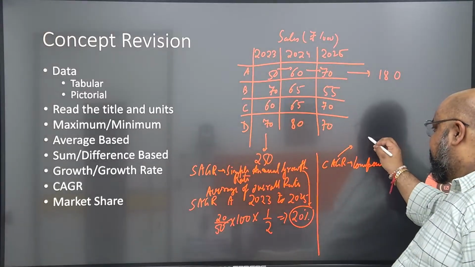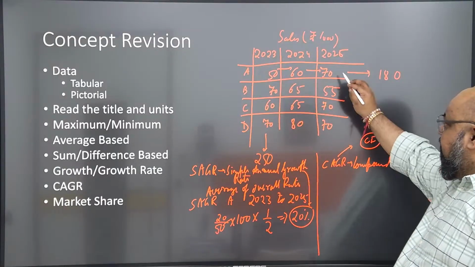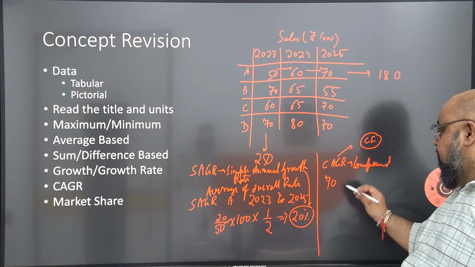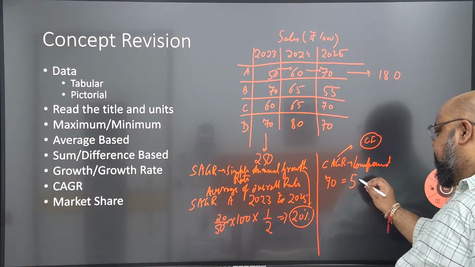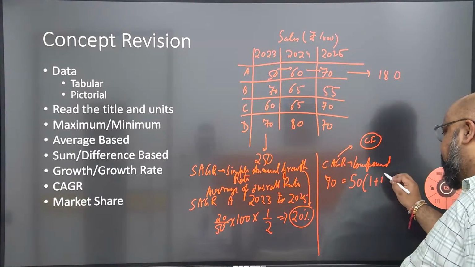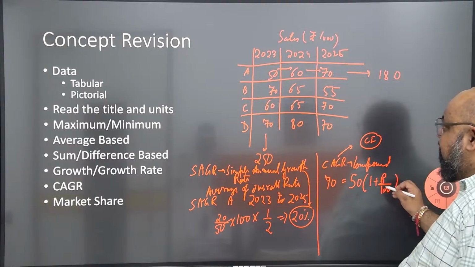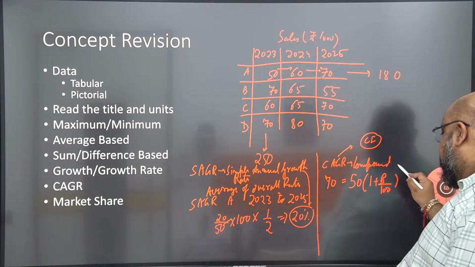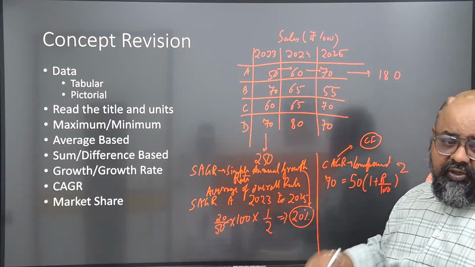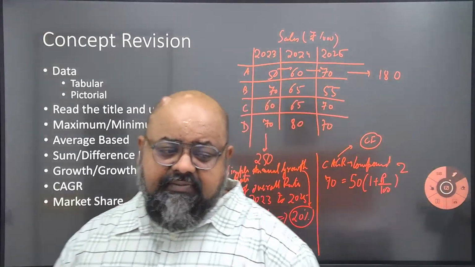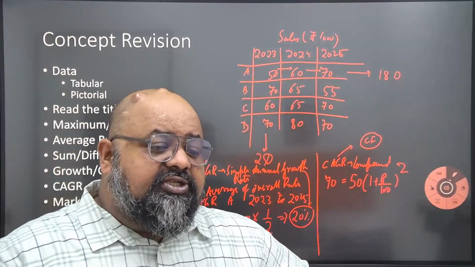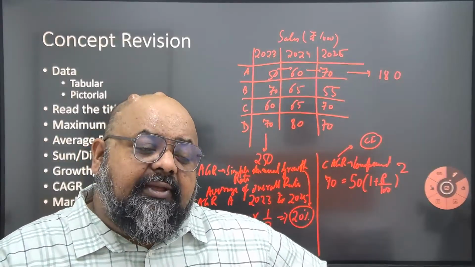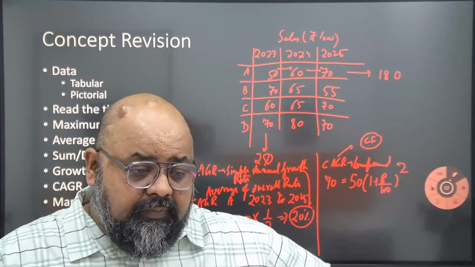In CAGR, I will simply use the formula for compound interest. The final year value is 70, the amount, and the initial year value is 50, the principal, into 1 plus R upon 100. Again, there are two time periods, 23 to 24 first, 24 to 25 second. So raised to power 2. Solve for R, the value of R becomes your CAGR. So this becomes the compound rate at which if 50 grows in two time periods, it will reach 70.